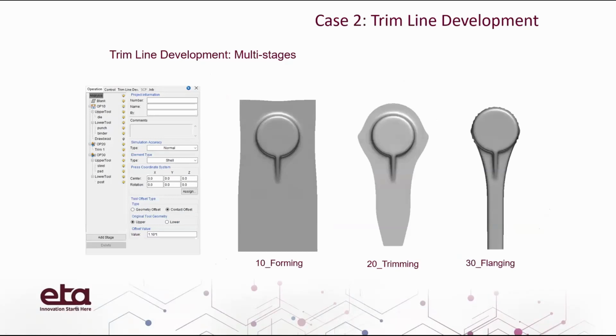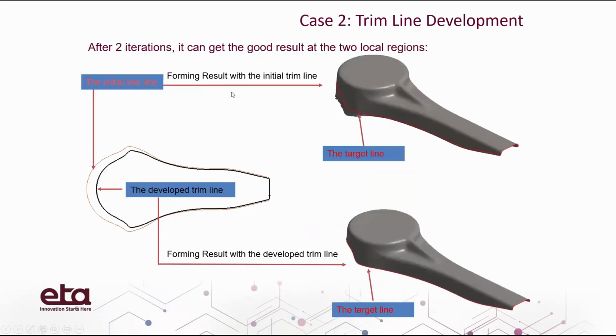For the next case, we start with one forming, and then the trimming stage, and then the flanging. Similarly, using this initial line, you see a big difference, and also you can see the comparison between the initial trim line and the developed trim line here. So finally, the result is also perfectly fit with our target line. We got a good result in a very short time. Okay.